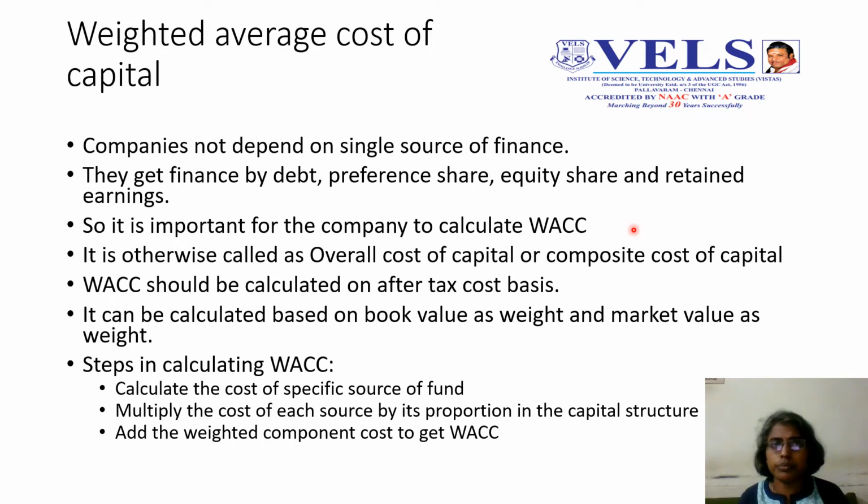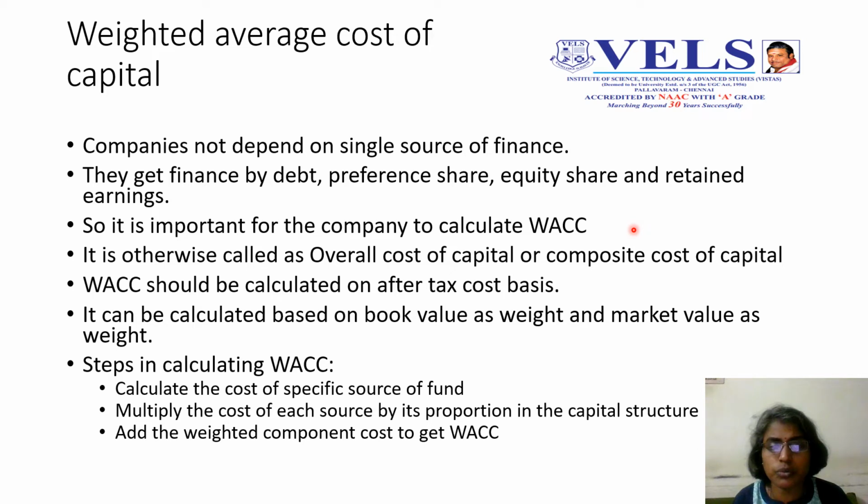All together, put together, we have to find out a single variable or single value that shows the weighted average of our average cost of capital. So with the weight included. So that comprises of WACC, or overall cost of capital, or we can say composite cost of capital. So that is why it's been mentioned in the next one. It's otherwise called as overall cost of capital or composite cost of capital.